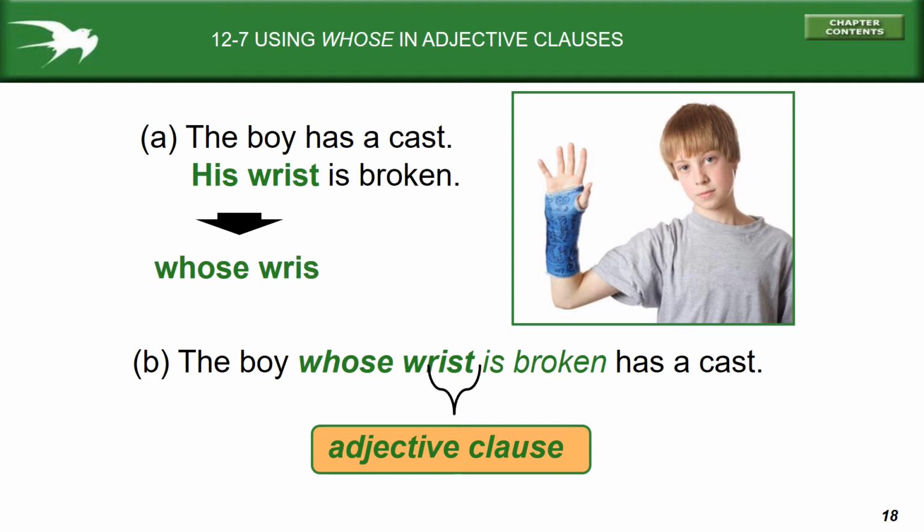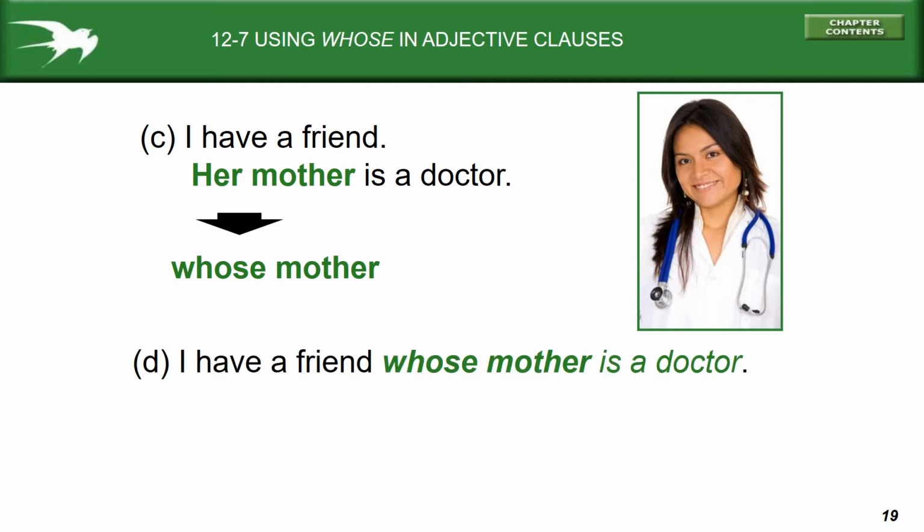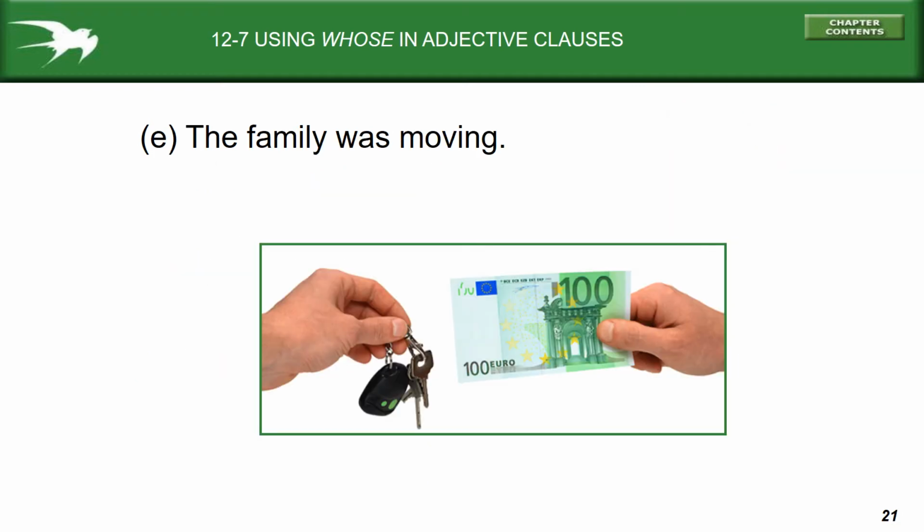And that is the adjective clause. The boy whose wrist is broken has a cast. Which boy has a cast? The one whose wrist is broken. I have a friend. Her mother is a doctor. So her mother can become whose mother? I have a friend whose mother is a doctor. And that is our adjective clause there, whose mother is a doctor.